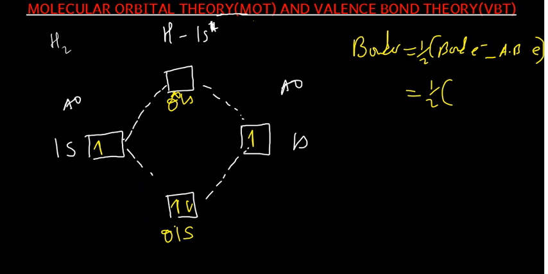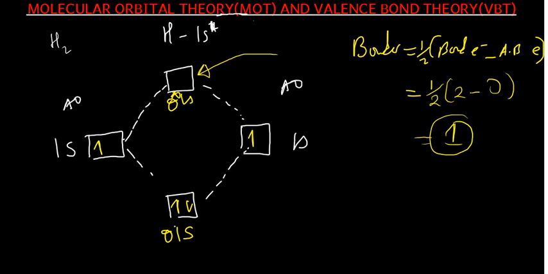So we are going to go on. We are saying the bonding molecular orbitals, those without a star, we have got two electrons there. So we are going to put our 2. So we have got 1/2 and then 2 minus anti-bonding. In the anti-bonding where there is a star, do we have any electron? No. So it's 0 there. So 2 minus 0 divided by 2 will give us a 1. So this is the bond order for our hydrogen.